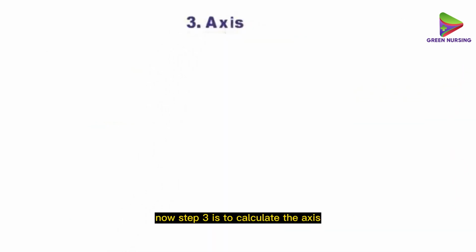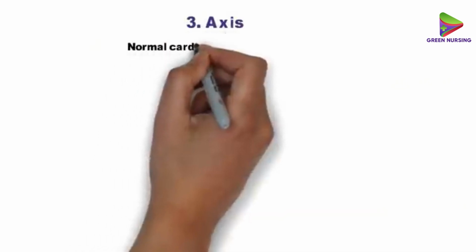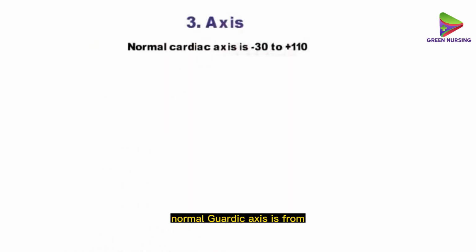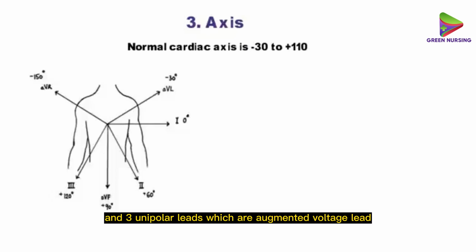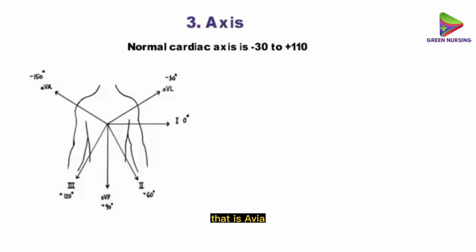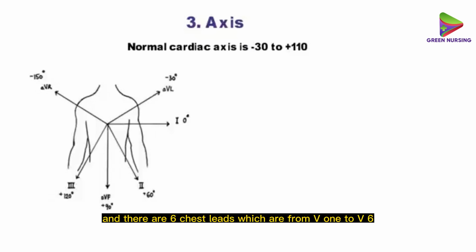Now step 3 is to calculate the axis. First of all, the normal cardiac axis is from -30 to +110 degrees. And to know about the axis, we first need to know about the 12 lead ECG. There are 3 bipolar leads which are lead 1, lead 2 and lead 3, and 3 unipolar leads which are augmented voltage leads, that is aVR, aVL and aVF. And there are 6 chest leads which are from V1 to V6.